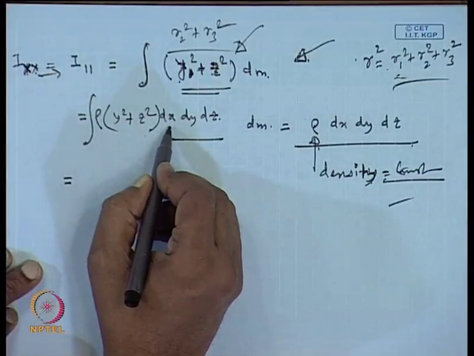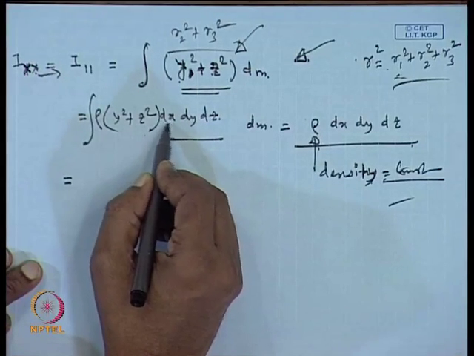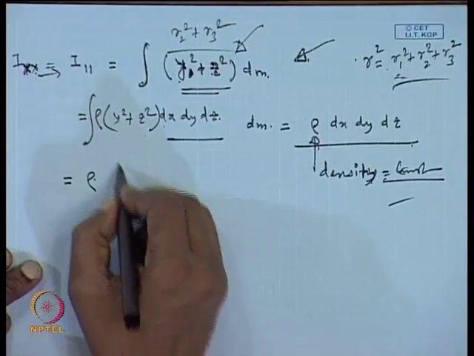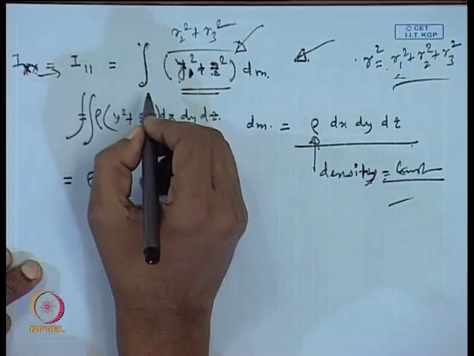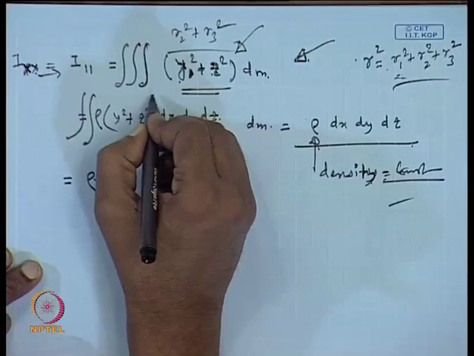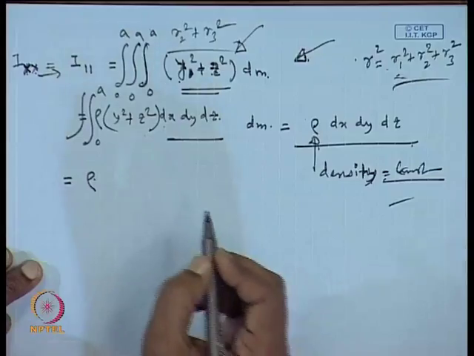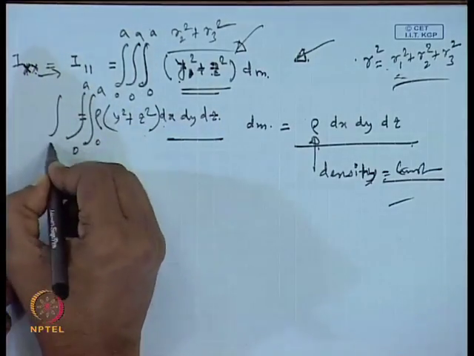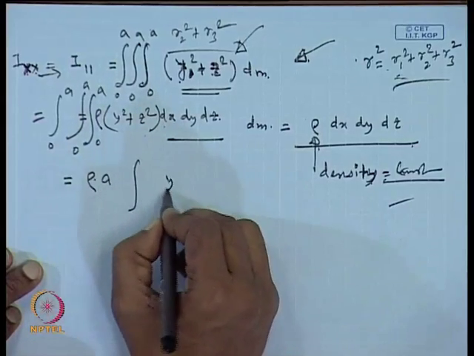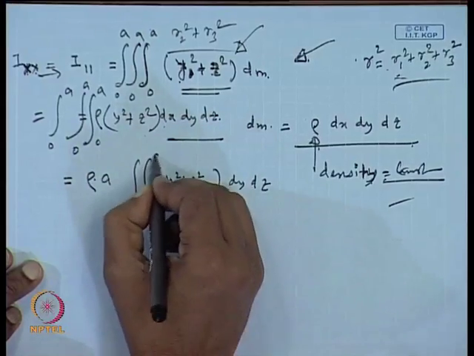So, here we have all these quantities. At first we can integrate out x out of this. So, rho we are taking out and integration we can put in the limits for all of them. So, integration limit is 0 to a, 0 to a, 0 to a. Okay. So, rho a and y square plus z square dy dz, integrate between 0 to a, 0 to a.